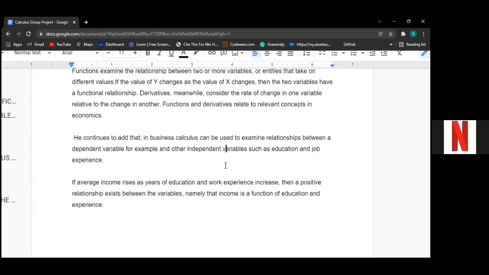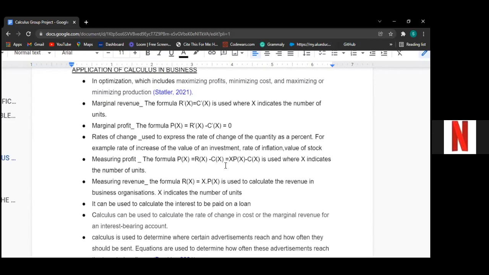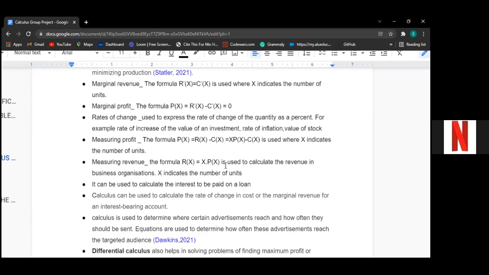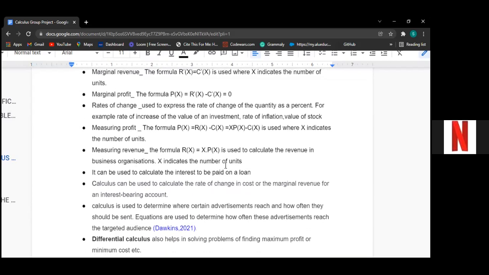Other applications of calculus in business are to calculate marginal profit. We also have marginal revenue. We also use it to measure profit and revenue. Calculus is also used to identify consumer surplus and producer surplus, where by getting the minimum and the maximum cost, you can know how much of a product to produce and how much to supply to the consumer for maximum profits.